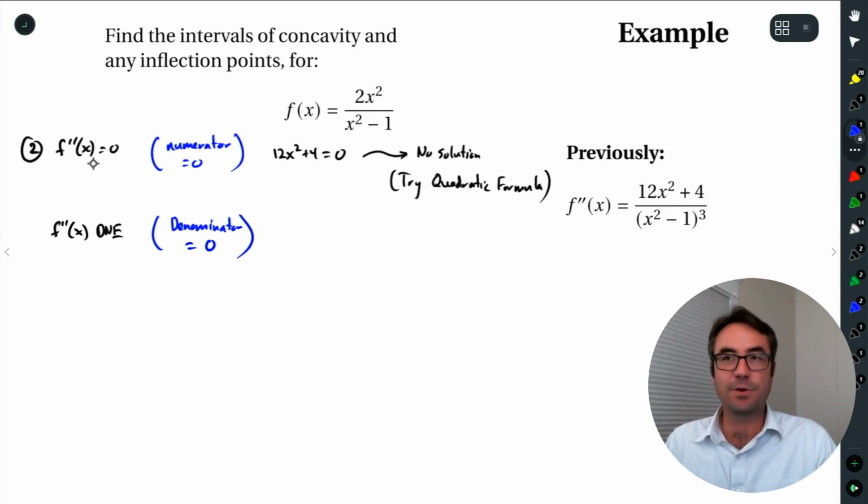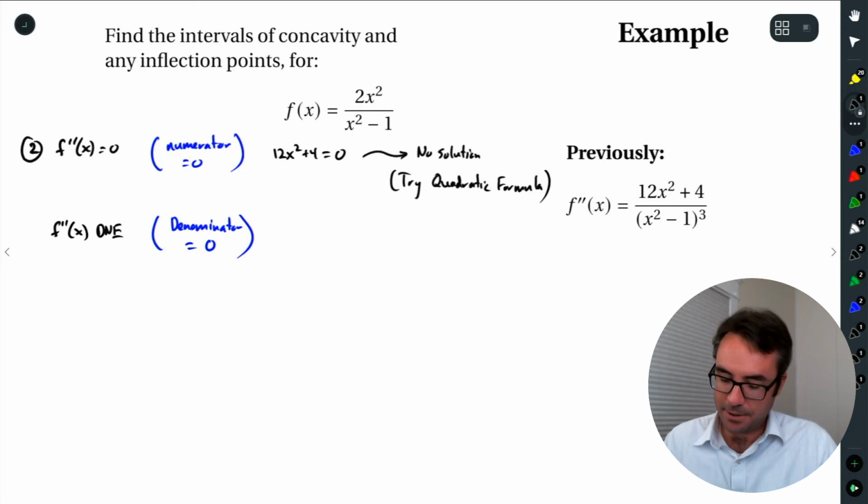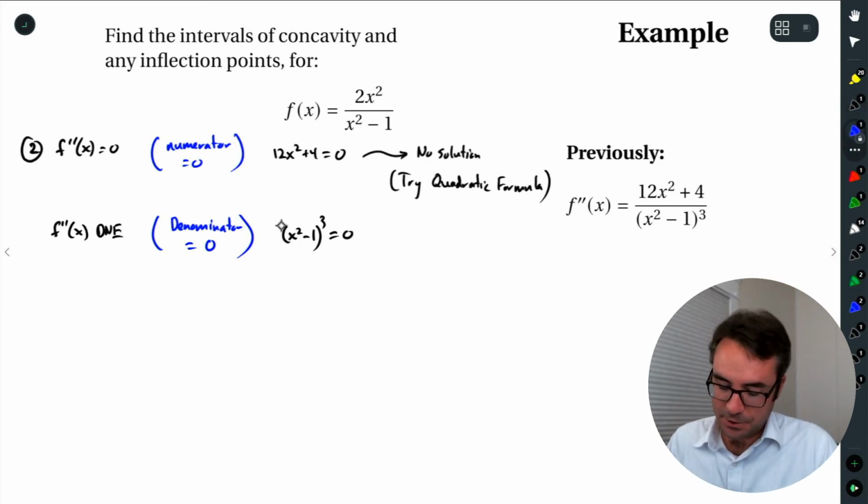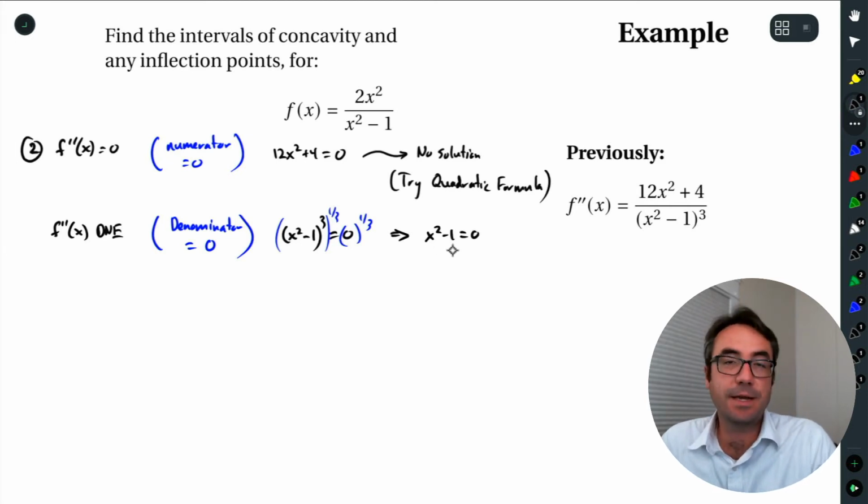So our second derivative equal to 0, just look at the numerator. Our second derivative undefined, look at the denominator. So we're going to set our denominator, which is x squared minus 1 cubed, equal to 0. And then from here, if we want to, we could do the cube root of both sides. Sure. That's going to cancel out the cube there. And when we do that, we get x squared minus 1 is equal to 0. And if we solve this, we're going to get x is equal to plus or minus 1.